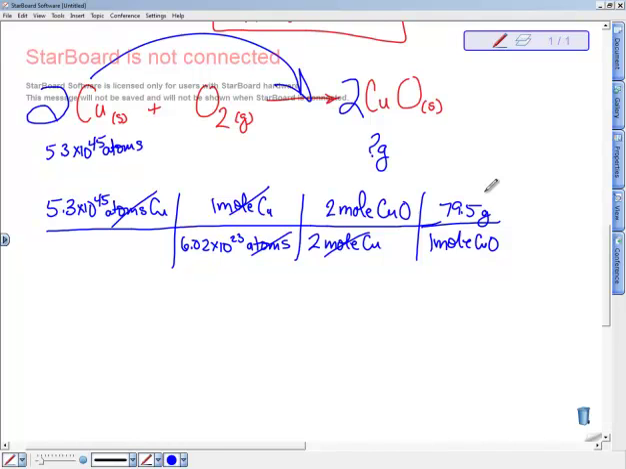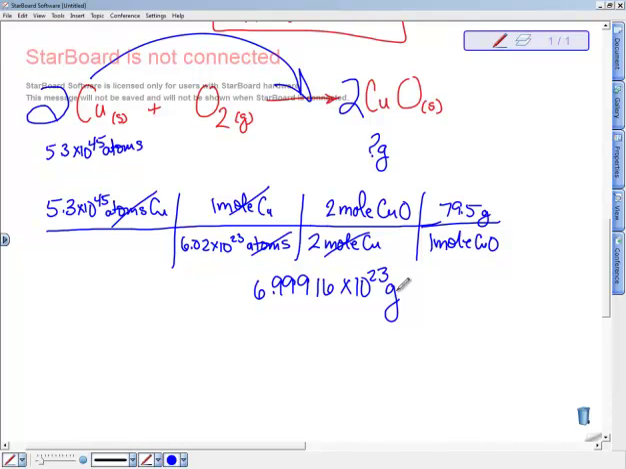Ready? Here we go. 5.3 e to the 45 divided by 6.02 e to the 23 times 2 divided by 2 times 79.5. Alright, this is what my calculator says. 6.99916 times 10 to the 23 grams. Holy moly, that's a lot of grams.